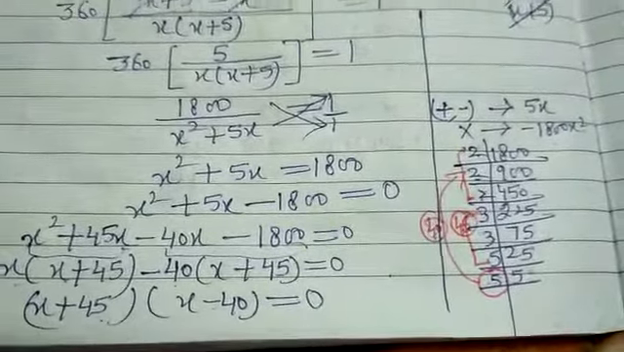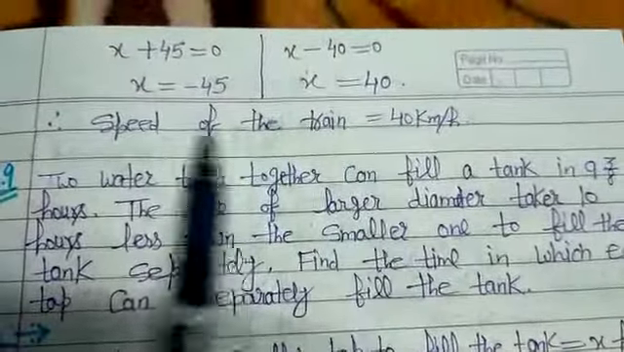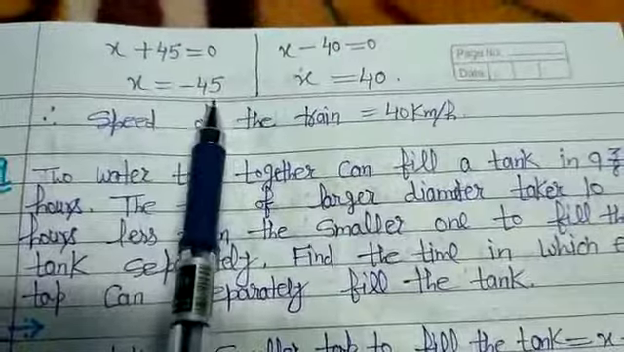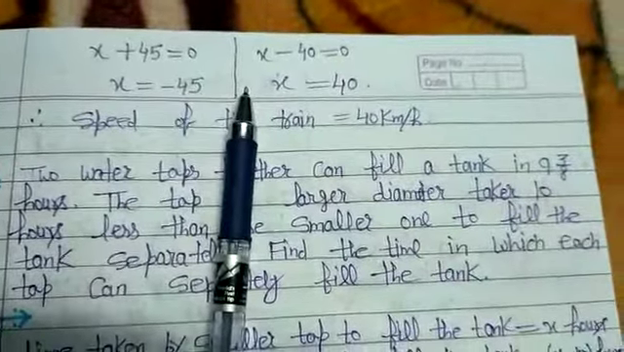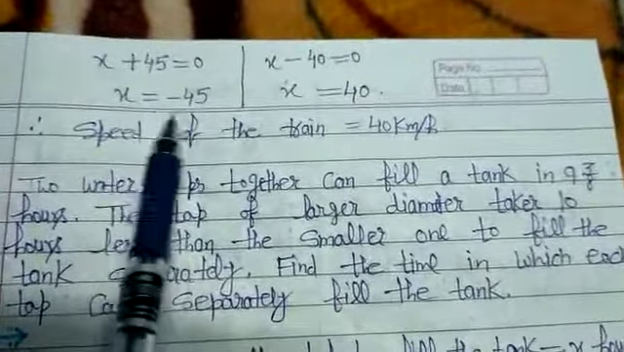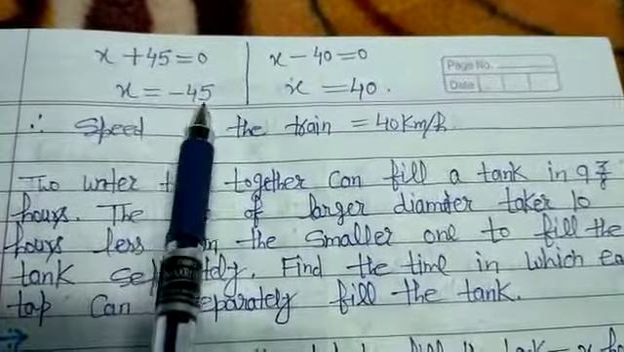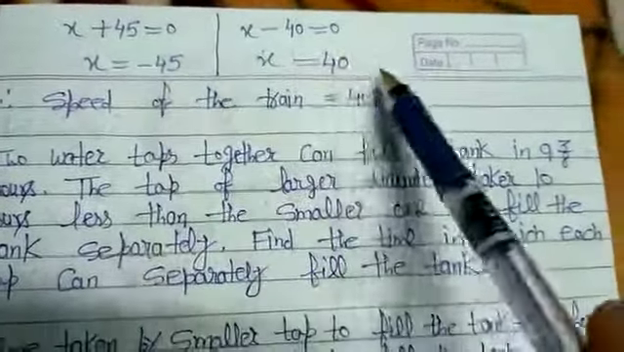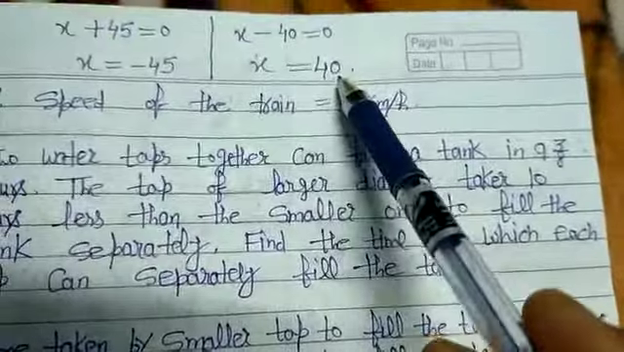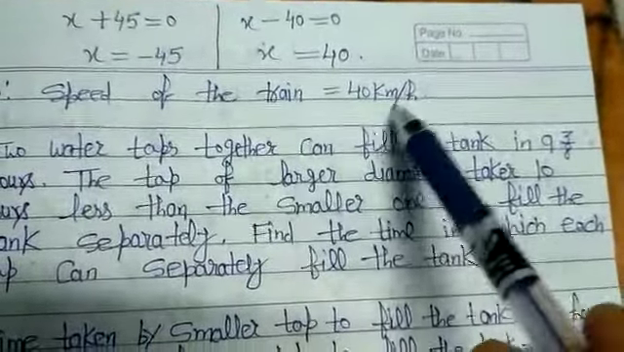Now the product of two terms is equal to 0. It means either the first term is equal to 0 or the second term is equal to 0. So from here x equal to minus 45 and x equal to 40 is coming. Speed can't be negative, so x equal to minus 45 is neglected. So our answer is x is equal to 40. Therefore the speed of the train is 40 km per hour. Now I am coming to question number 9.